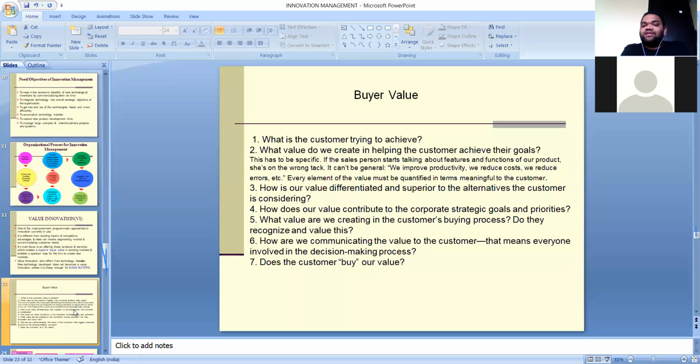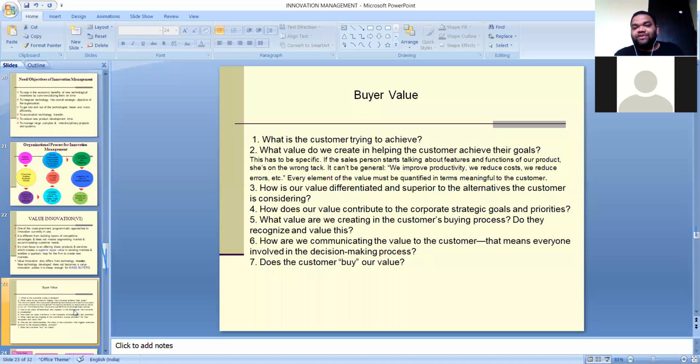See here, every element of the value must be quantified in terms meaningful to the customers. This is a specific one. If the salesperson starts talking about features and functions of our product, she's on the wrong track. It can't be general.